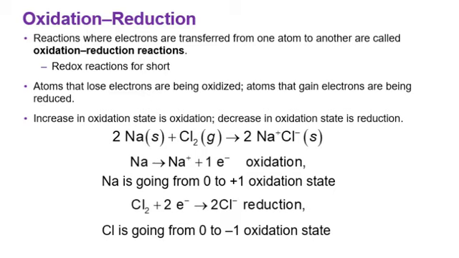Take sodium and chlorine for example. Sodium is oxidizing because it's losing an electron. You indicate that by showing the electron on the product side. Chlorine is undergoing reduction. We indicate that to the reader by showing the electron on the reactant side. This kind of change in oxidation state is how we identify that a redox process is happening. We can follow the electron flow just by keeping track of how these oxidation numbers change from reactant to product.